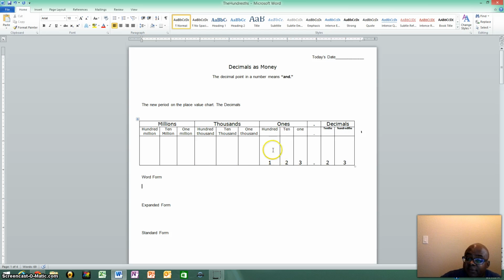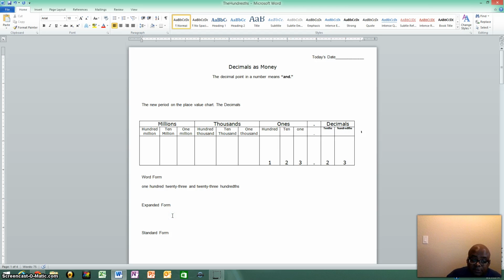Well, if we have this number, we want to write this number in word form. It's 123 and 23 hundredths. Don't forget to always make your place value chart first.